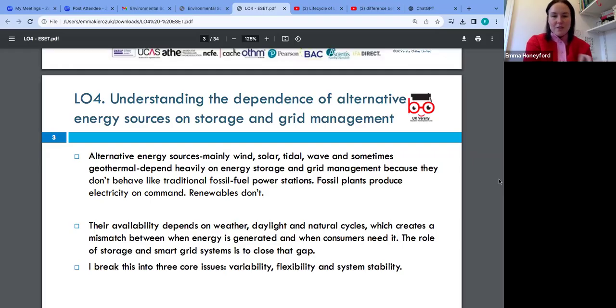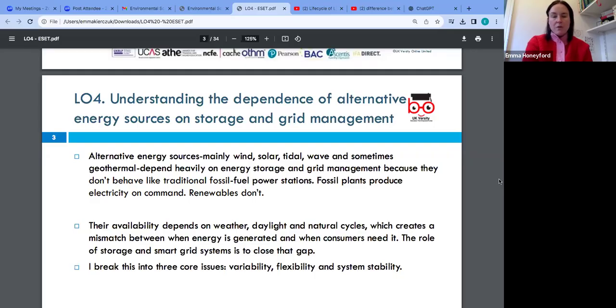Yeah, so we've got the different types of alternative energy sources. So wind, solar, tidal wave, and sometimes geothermal depend heavily on energy storage and grid management because they don't behave like traditional fossil fuel power stations. Whereas fossil fuel is a constant flow, renewable energy relies on climate and the weather systems. So it's intermittent. It's not a constant, endless supply.